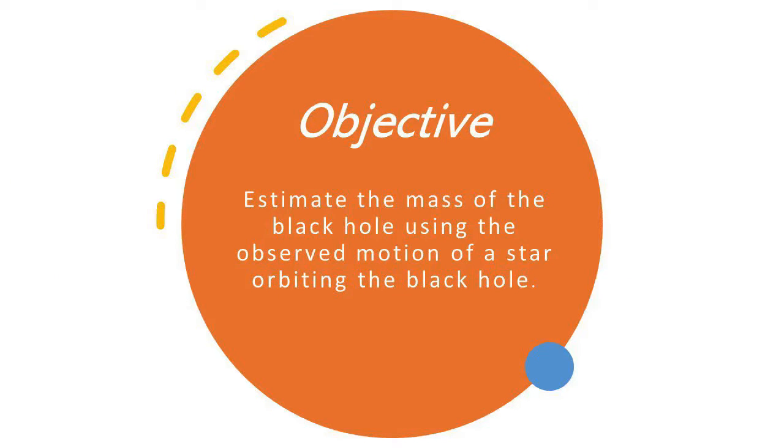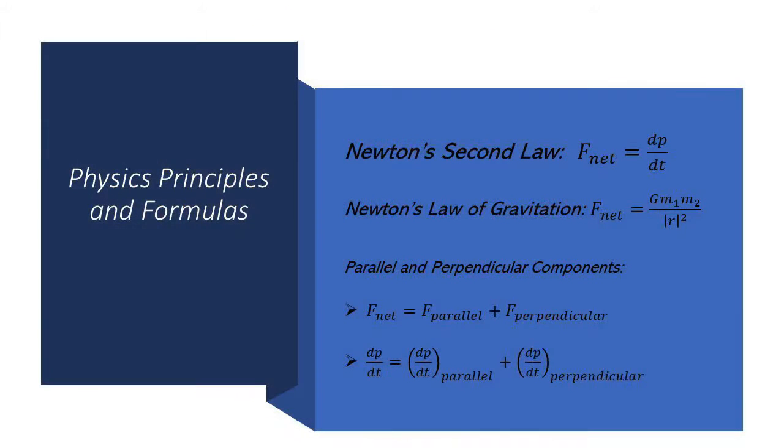The objective of this lab is to estimate the mass of a black hole using the observed motion of a star orbiting the black hole. A few of the physics principles and formulas we'll be dealing with during this lab are Newton's second law of motion and Newton's law of gravitation. These two formulas will serve as the center of our calculations during the lab.